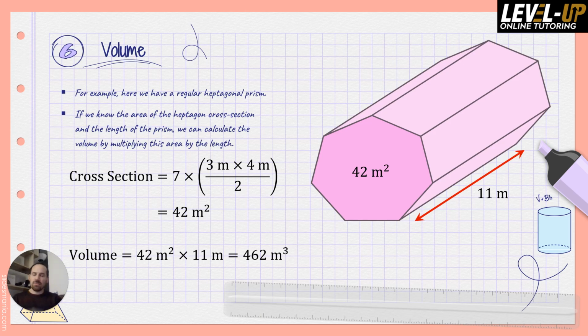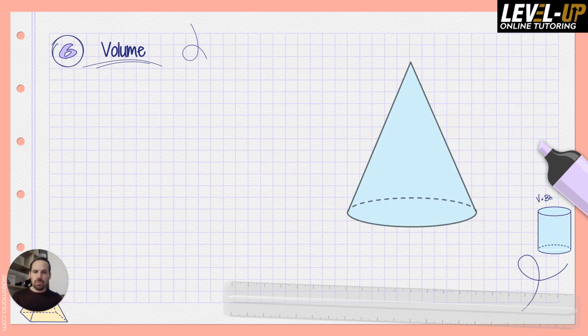And so the volume is going to be that 42 meters squared times the 11 meters you're pushing it through, which creates 462 meters cubed. So it's like saying that this shape is equivalent to 462 1 by 1 by 1 meter cubed blocks, taking it back to our very definition of volume.